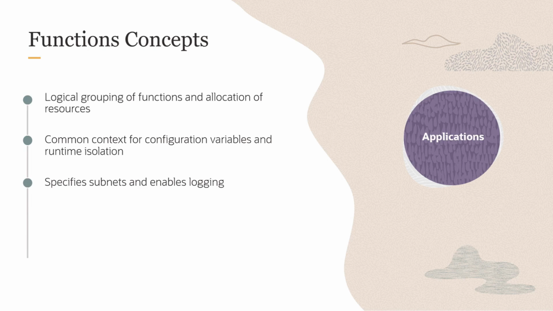When defining an application in OCI functions, you need to specify the subnets in which the functions will run. You also have the option to enable logging for the functions within the application. This setup not only organizes your functions, but also ensures that when functions from different applications are invoked simultaneously, their executions remain isolated from one another.